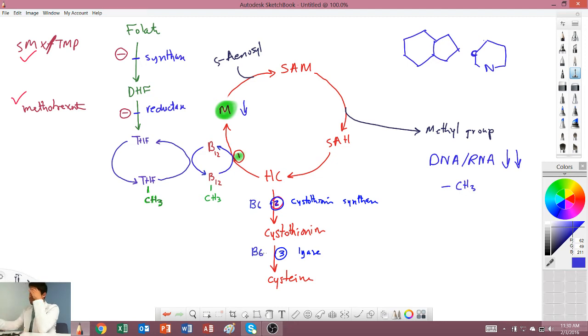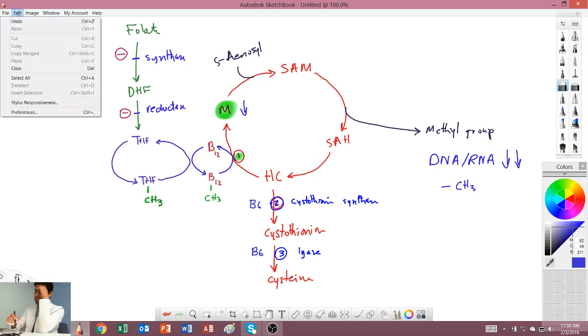Okay, now let's break it down. What is the big deal? Do we need to know the enzymes for SAM and SAM? No. They're transferase, but you really don't have to care for that. So let me clarify that. What do we need to know?